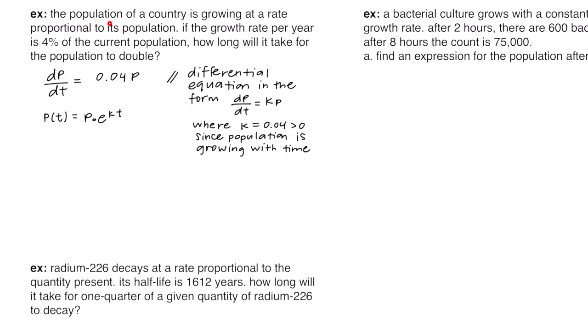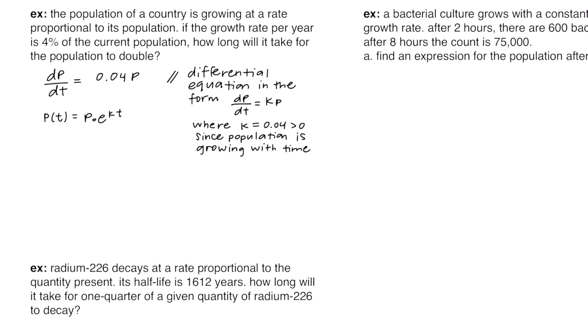This example says the population of a country is growing at a rate proportional to its population. If the growth rate per year is 4% of the current population, how long will it take for the population to double? Since it says that the growth rate per year is 4% of the current population, if we change this 4% to a decimal, you move the decimal 2 places to the left, and you get that k is equal to 0.04. So I just plugged in 0.04 for k into the differential equation dP/dt equals kP. So again, 4% of the current population is going to be 0.04 for our k value.